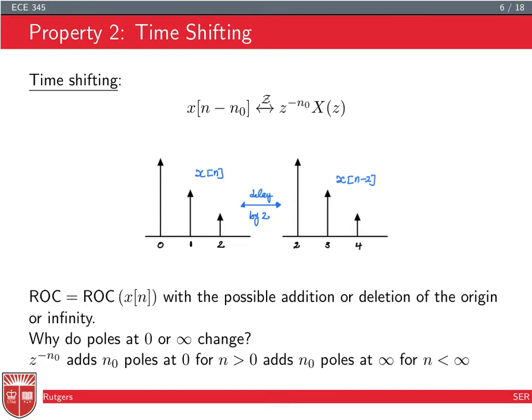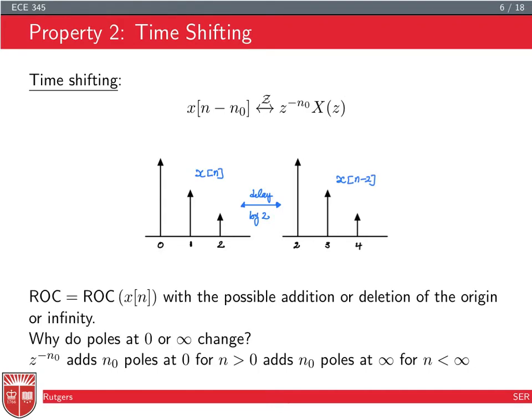Of course, the story is not done yet because we haven't talked about the ROC. And the question is, what would happen to the ROC in this case? Meaning, what is the ROC of the shifted signal? So let's take a small example and then try to reason based on that example. I'm not going to use the example that is here. I'm going to use maybe a different, even simpler example.